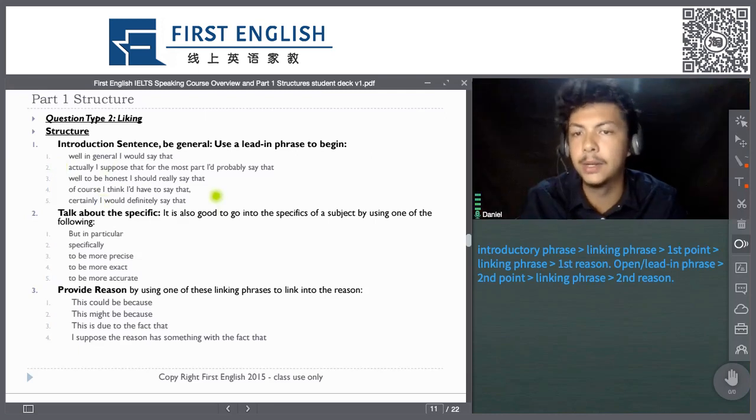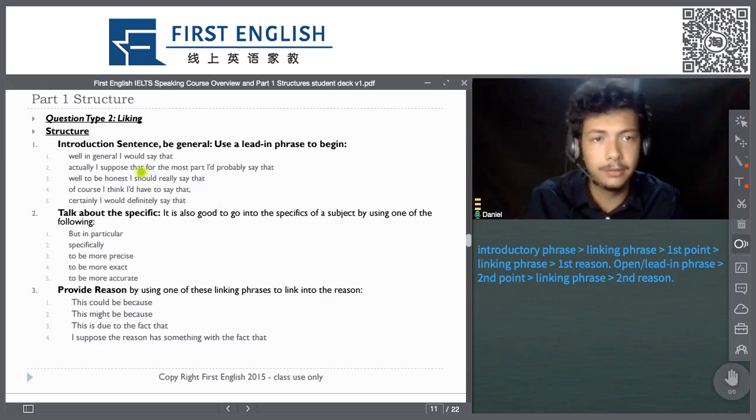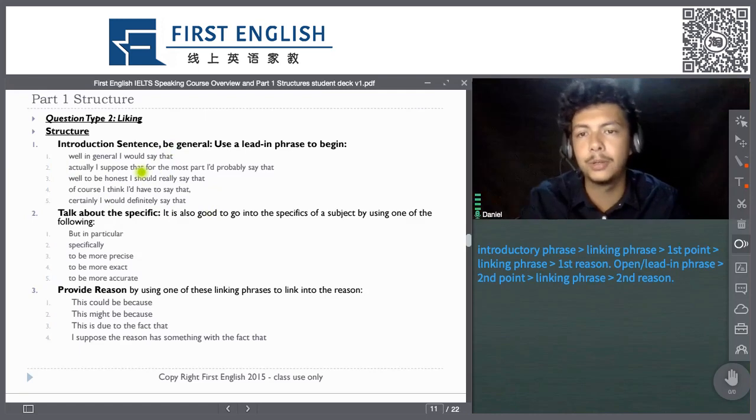And there's a couple other examples here. Again, these are just examples that you can take away and use in your own answers, or at least use as a reference to create your own linking phrases. It's also important to note that in using these linking phrases, we're going to be answering, remember, 6 to 12 questions during this part of the exam.